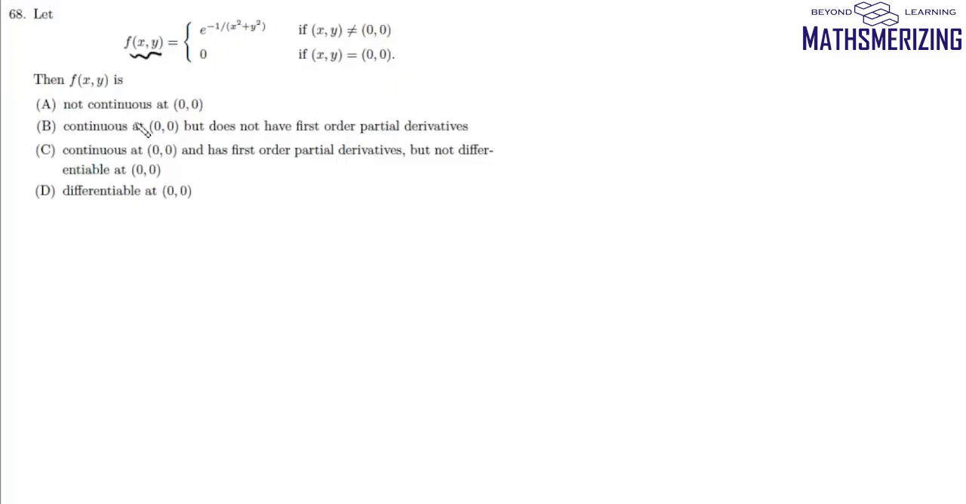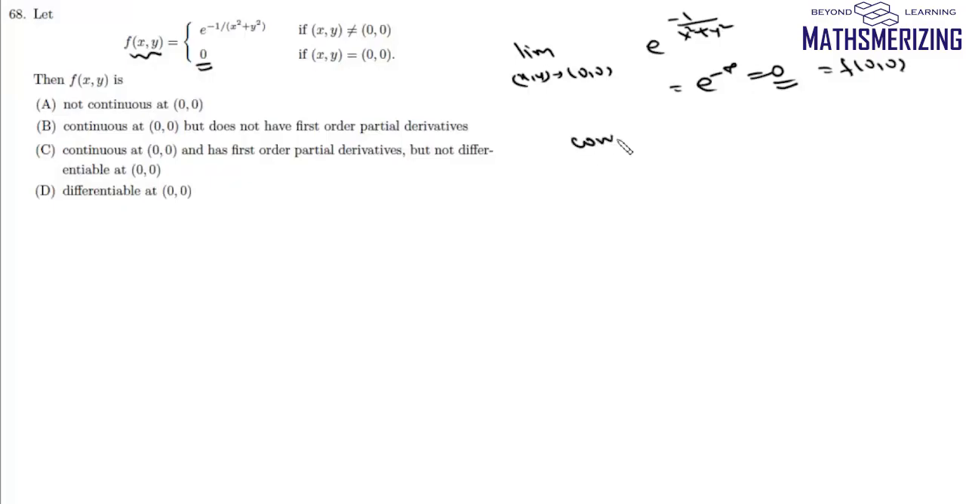Now first we'll check whether this function is continuous at (0,0). If we take this limit, as (x,y) approaches (0,0), we can write this as e to the power minus 1 upon x square plus y square. So it will be e to the power minus infinity, which is 0. Now f(0,0) is also 0. So we can say that this limiting value is equal to f(0,0). So that means this function is continuous at (0,0).